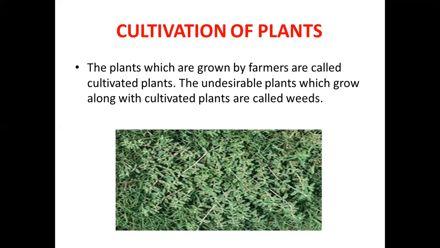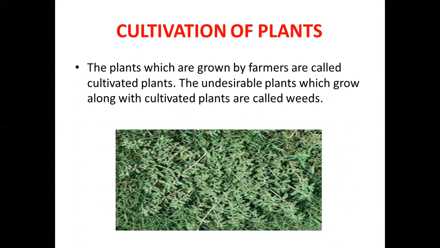So the farmer supplies water and fertilizers and everything to the cultivated plants. So these weeds use that water and fertilizers and do not allow the cultivated plants to grow well. So these weeds should be removed. When the weeds are removed, then only the crop will grow better. So farmers will remove these weeds which grow along with the cultivated plants and they grow the plants.